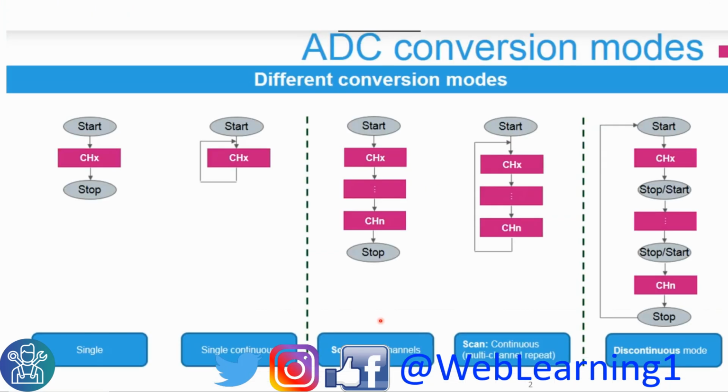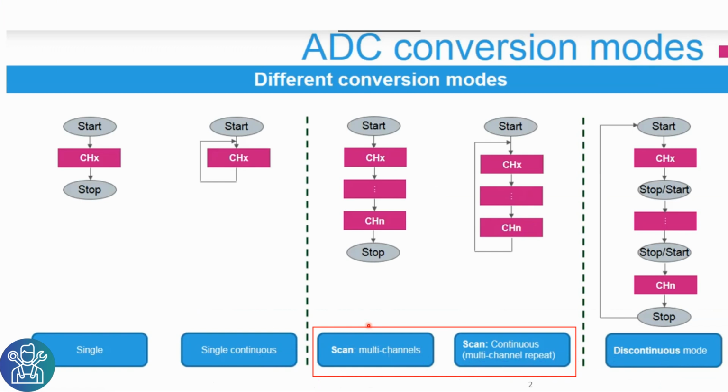Some viewers asked me to explain a little bit more about scan and scan continuous, and this is what I'll do today. Regular scan will start, read different channels, and will stop. Scan continuous will start, read different channels, and will start all over again. In previous videos I covered the single and the single continuous.